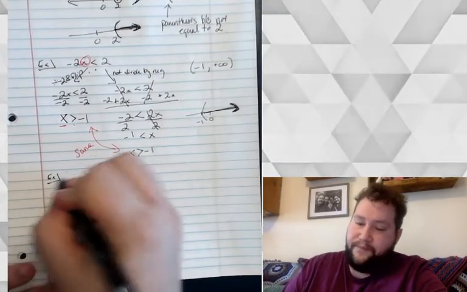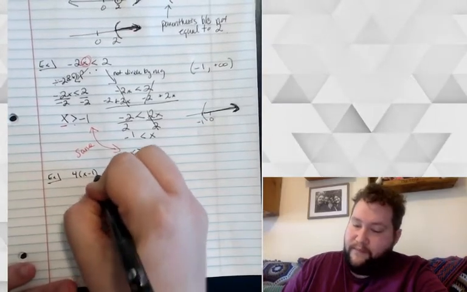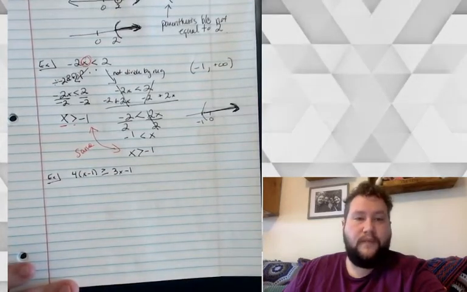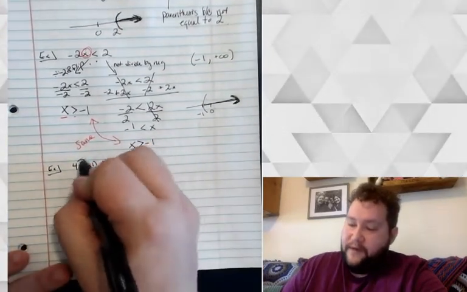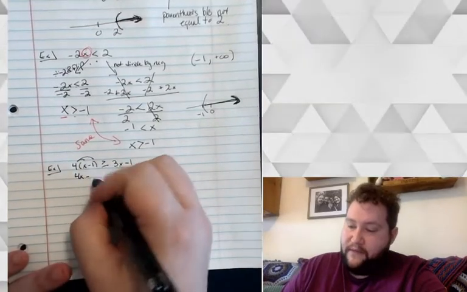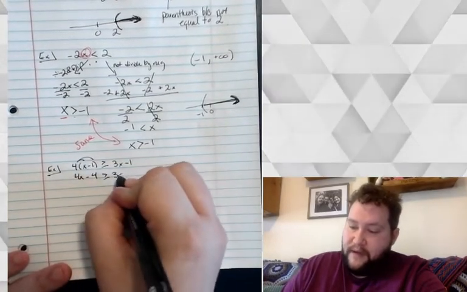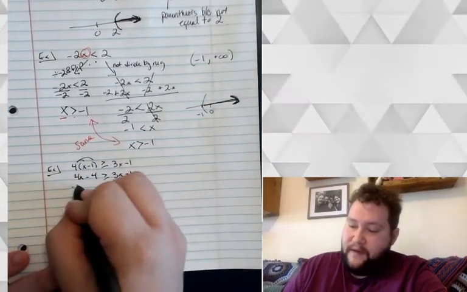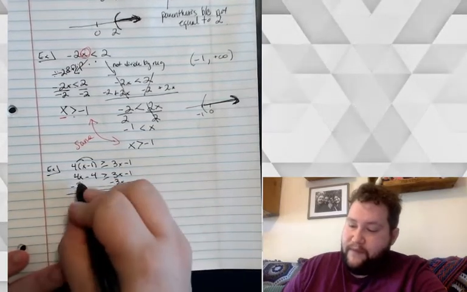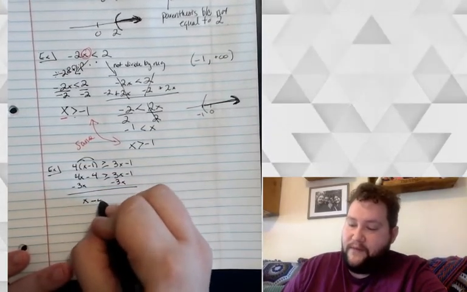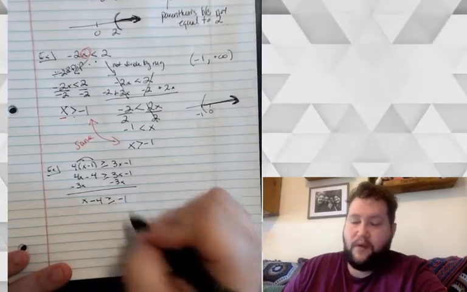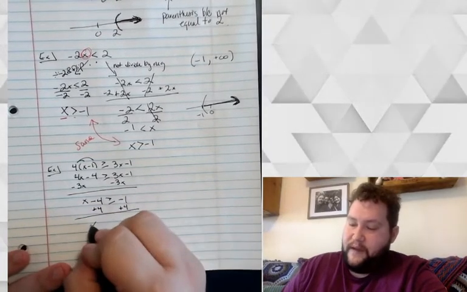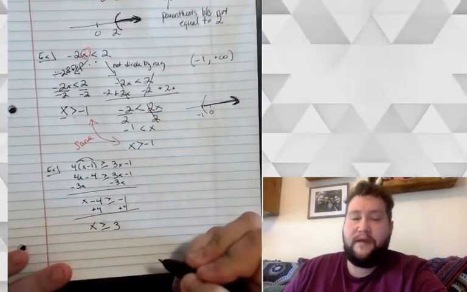So example, 4 times x minus 1 is greater than or equal to 3x minus 1. So we can simplify first. 4x minus 4 is greater than or equal to 3x minus 1. Go ahead and subtract a 3x from both sides. So we have 4x minus 3x leaves us with 1x minus 4 is greater than or equal to -1. Add a 4 to both sides. X is greater than or equal to 3.